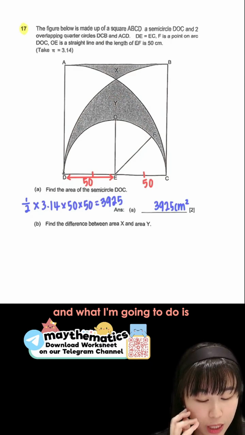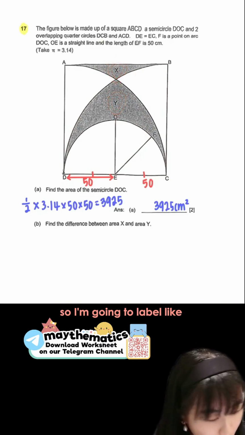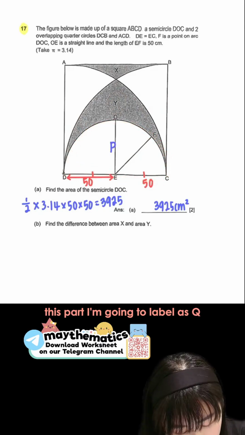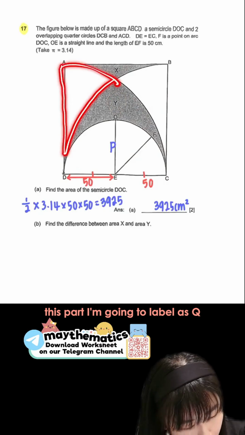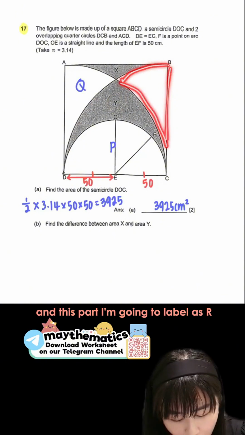What I'm going to do is label other alphabets on top of X and Y. I'm going to label this semicircle as P. This part I'm going to label as Q, and this part I'm going to label as R.